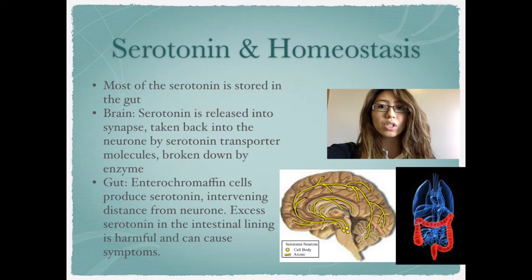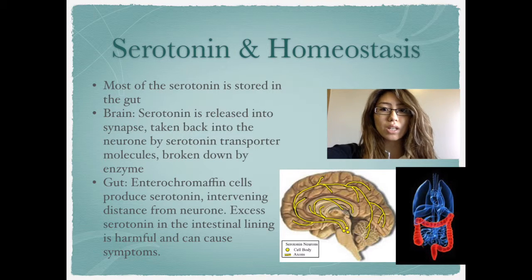In the brain, after serotonin is released into the synapse, it is taken back into the neuron by serotonin transporter molecules, where it is broken down by the enzyme monoamine oxidase A. Autoreceptor activity causes a decrease in the firing of neurons and a reduction in synthesis, both of which tend to keep synaptic levels relatively stable.